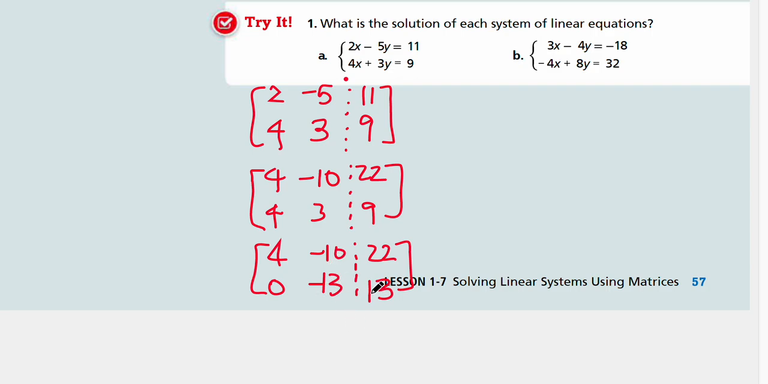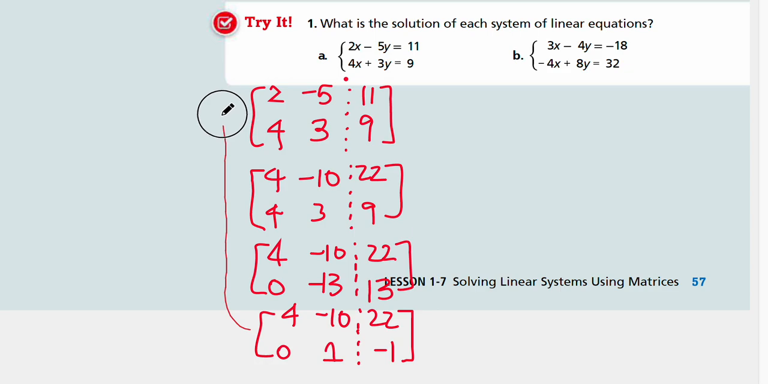I'm gonna divide this by 13. So I have 4, -10, 22 divided by 13, the second row, and then I have -1. Or I'm gonna just straightforward divide it by -13, and then so that I have +1. Okay, and then divide this by -13, and I get -1, right? So just remember to put the correct signs.